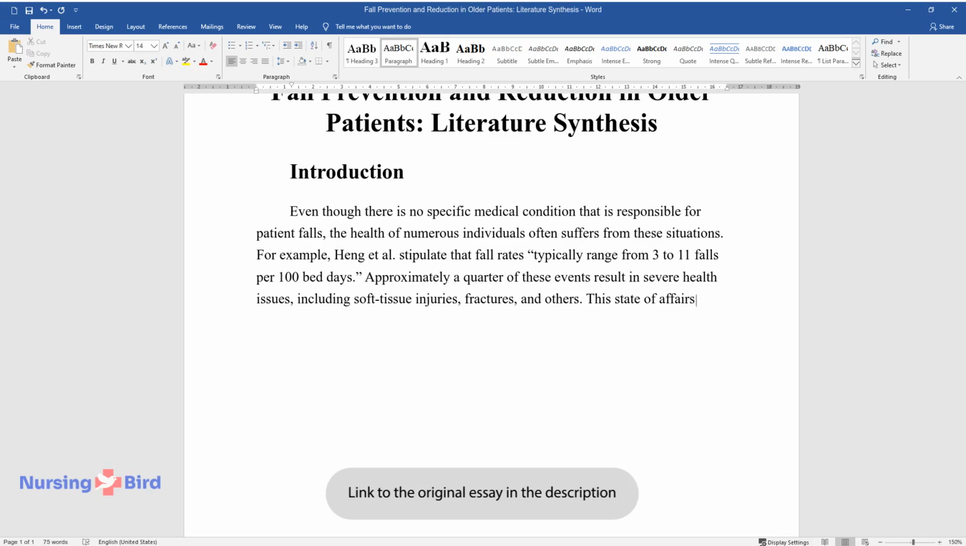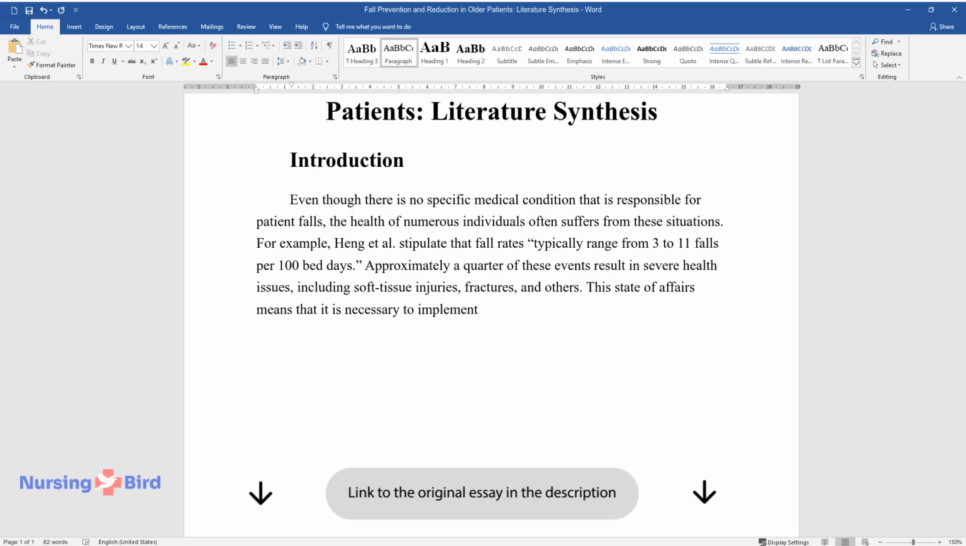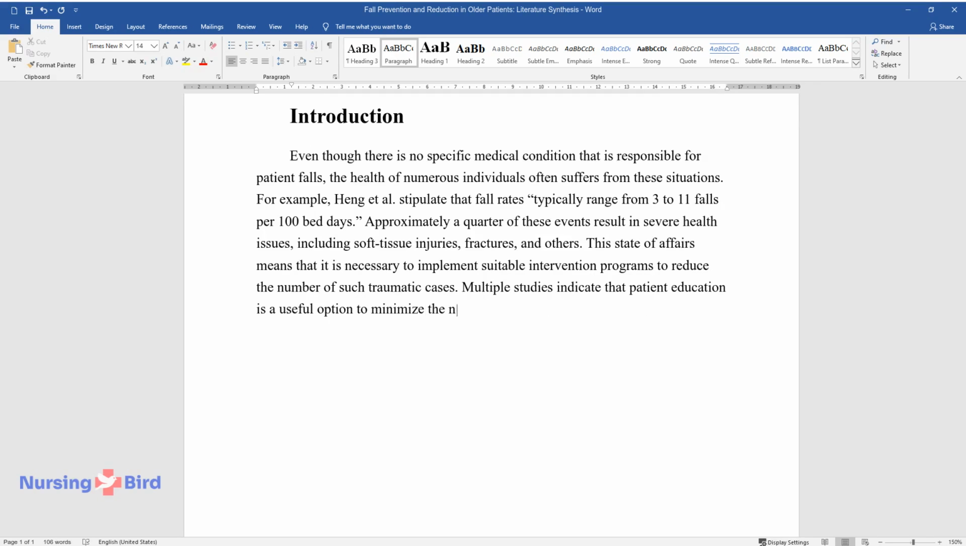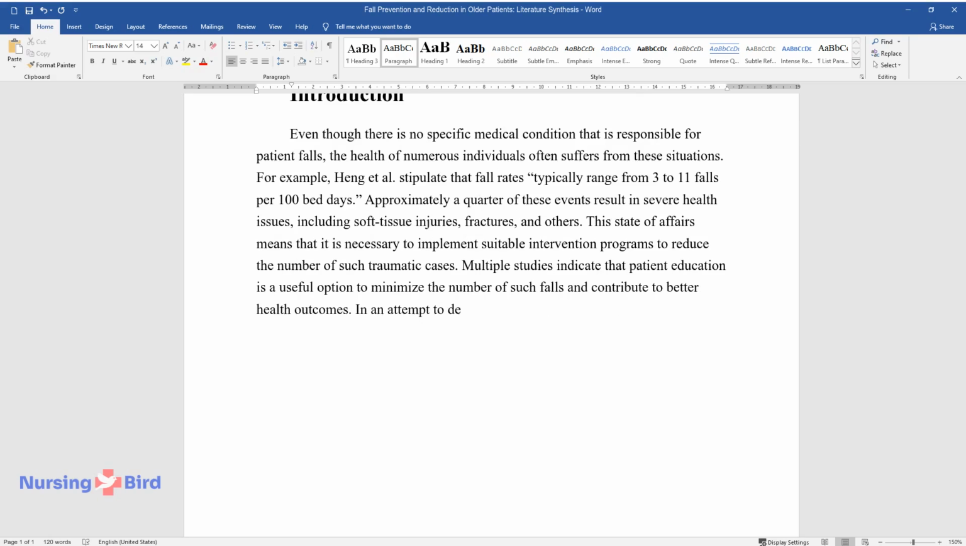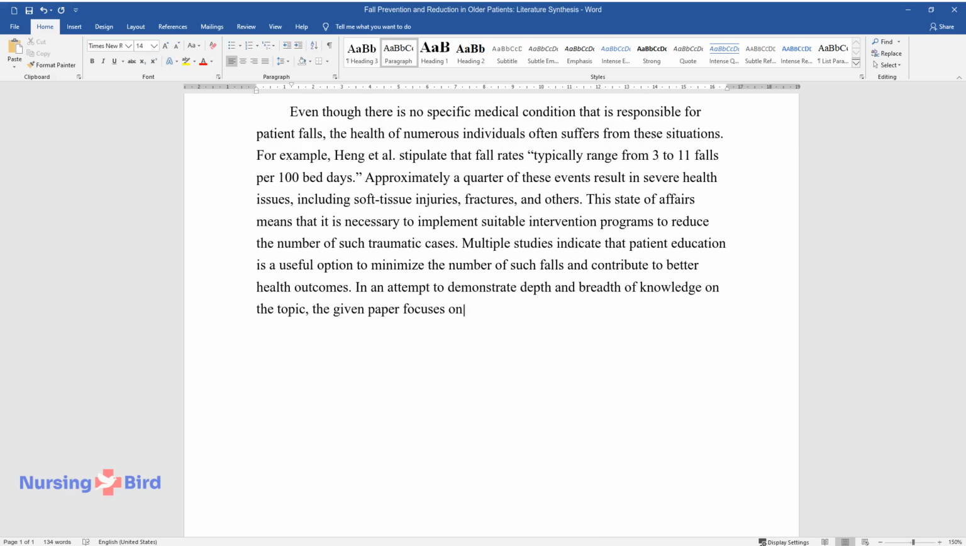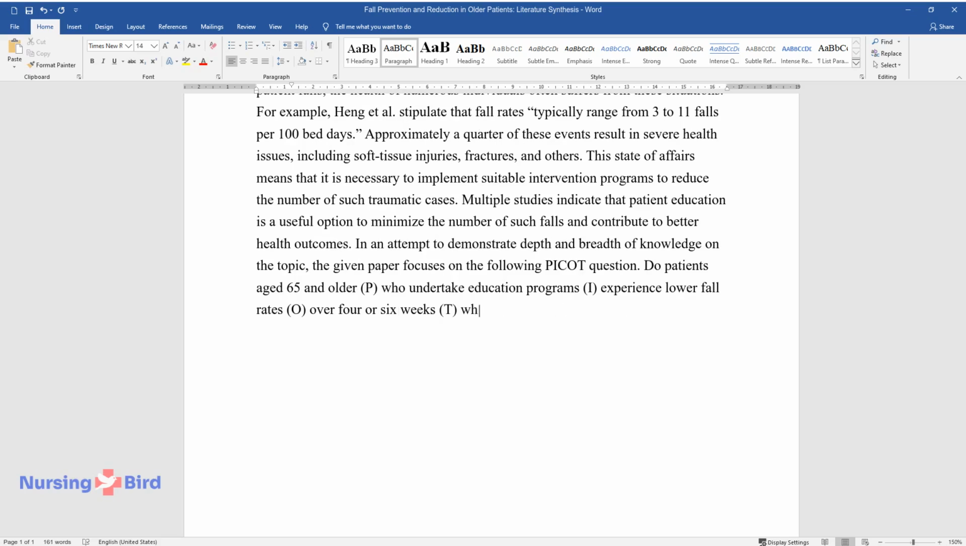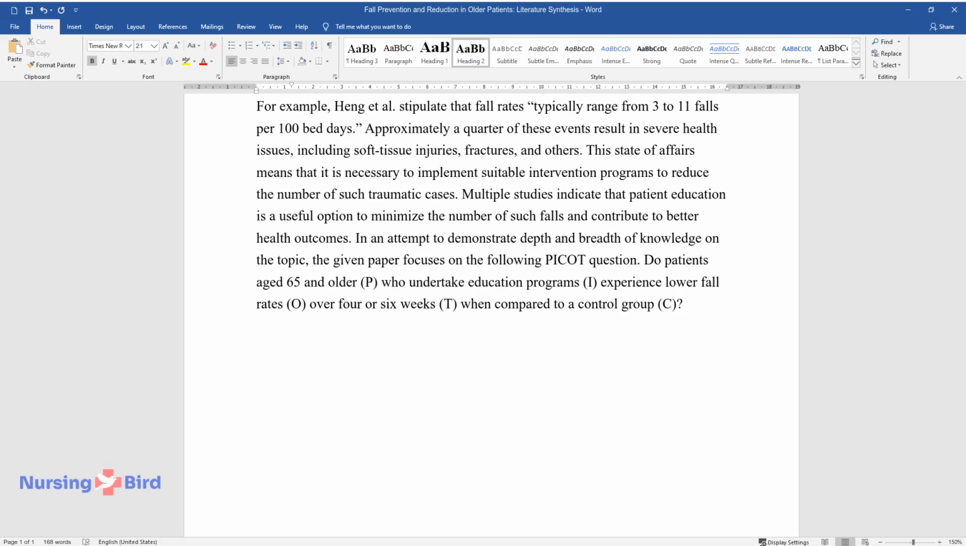This state of affairs means that it is necessary to implement suitable intervention programs to reduce the number of such traumatic cases. Multiple studies indicate that patient education is a useful option to minimize the number of such falls and contribute to better health outcomes. In an attempt to demonstrate depth and breadth of knowledge on the topic, the given paper focuses on the following PICO question. Do patients aged 65 and older (P), who undertake education programs (I), experience lower fall rates (O), over 4 or 6 weeks (T), when compared to a control group (C)?